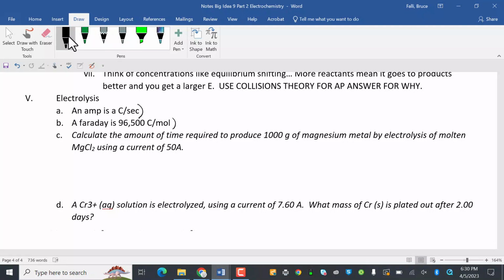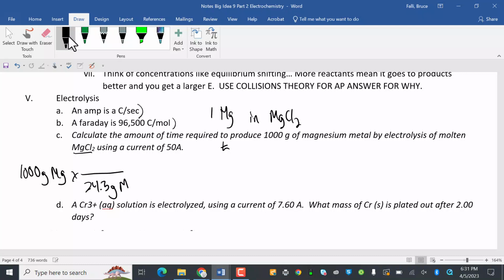And here we go. Calculate the amount of time required to produce 1,000 grams of magnesium metal. So I'm going to start with 1,000 grams of magnesium metal, and I'm looking for time. Electrolysis of molten magnesium chloride using a current of 50 amps. So I want magnesium, and notice here, 1 Mg and MgCl2. 24.3 grams of magnesium and 1 mole of magnesium.